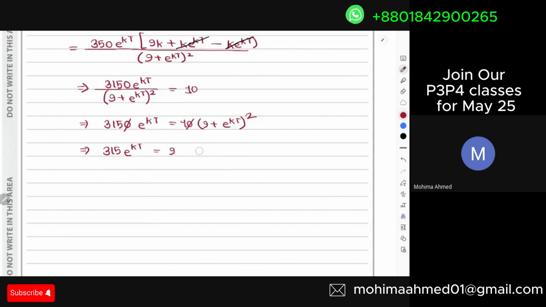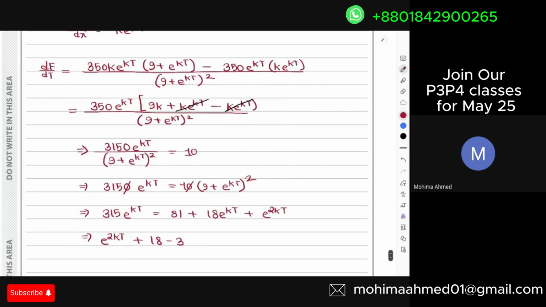We're supposed to break down the square now. So it will be 81 plus 18 EKT plus EKT whole square over here. So EKT whole square is going to be just E2KT. Okay, now again, after this, if I simplify the equation, you will have E2KT plus 18 minus 315, right? Yeah, plus 18 minus 315.